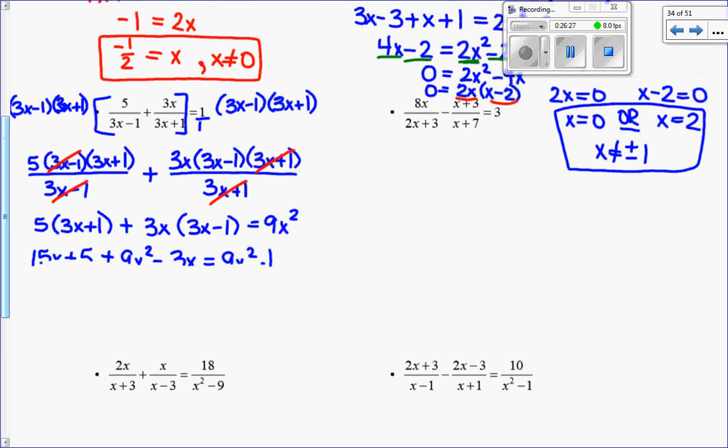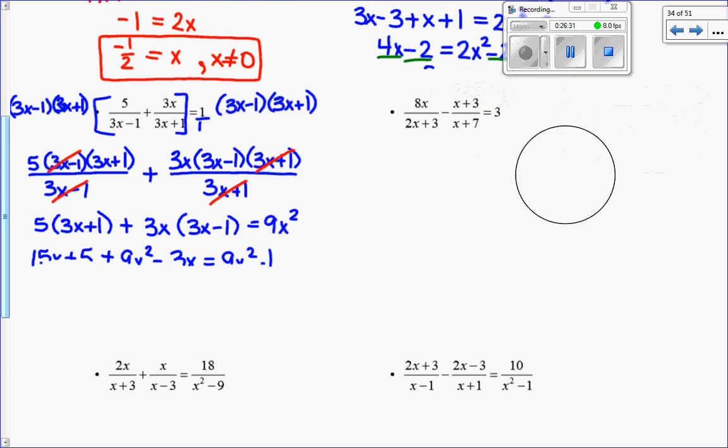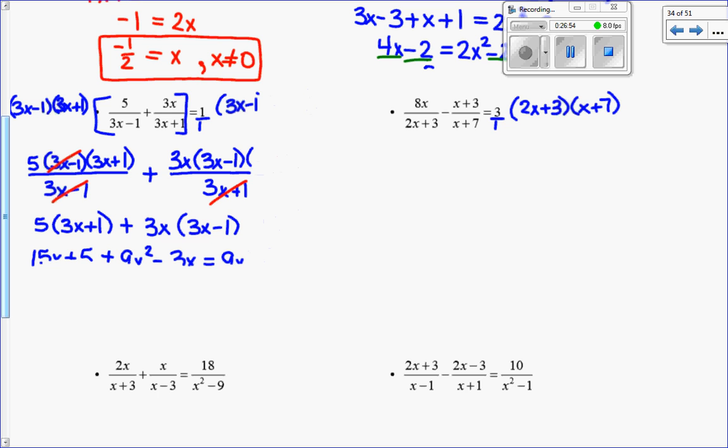Okay, in this equation, I have a denominator of 2x plus 3 and a denominator of x plus 7, and on the right side a denominator of 1. So I'm going to multiply this side by 2x plus 3 times x plus 7, and I'm going to do the same thing on this side, by 2x plus 3 and x plus 7.